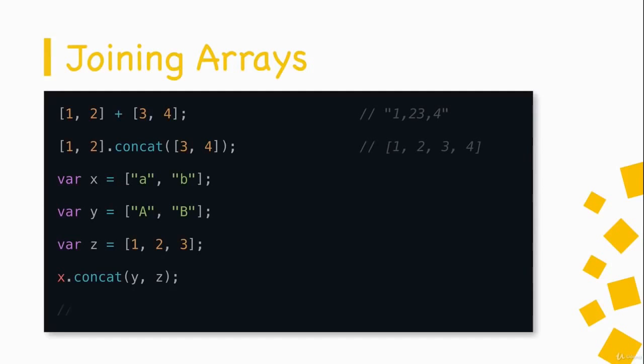So what's the result? The result is a big array containing lowercase a, lowercase b, then uppercase A, uppercase B, and finally 1, 2, 3. So first we have the x array, which is lowercase a and lowercase b, which has been concatenated to the y array, uppercase A and uppercase B, and all of this has been concatenated into the z array 1, 2, and 3. And that's how you can add multiple arrays together using the concat method.